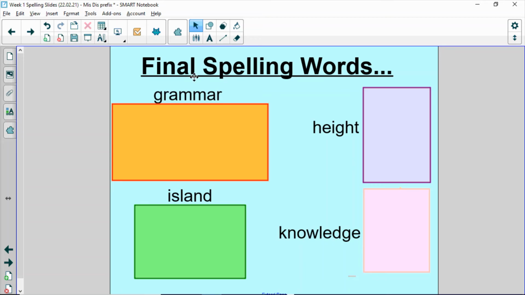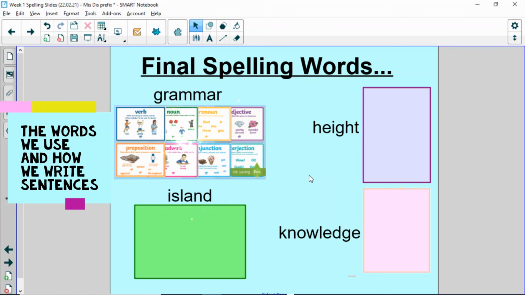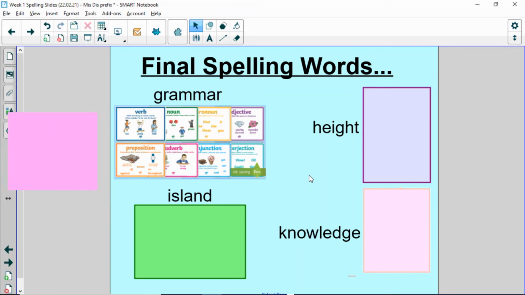Now, for our spelling words, we always have a few at the bottom of our spelling sheet, which don't follow the rules, but these are just our Year 4 must-learn words. Let's look at the pictures now. The first word is grammar. Now, this is all about how we write our words or how we form sentences and all about the words that we choose to use.